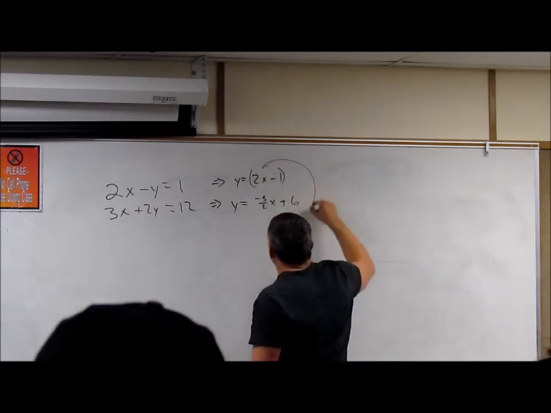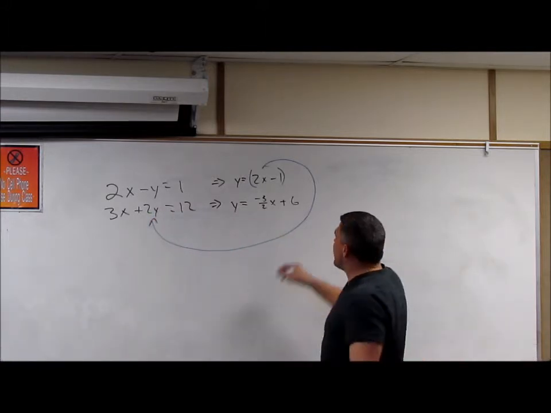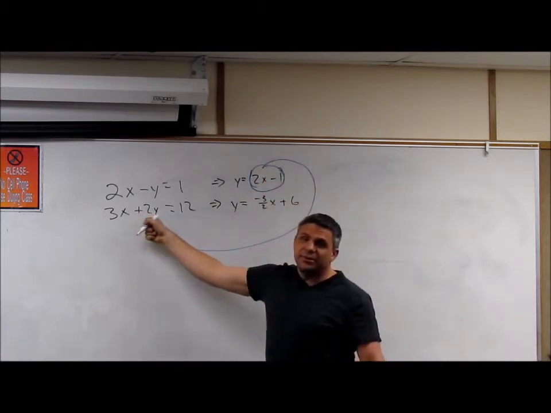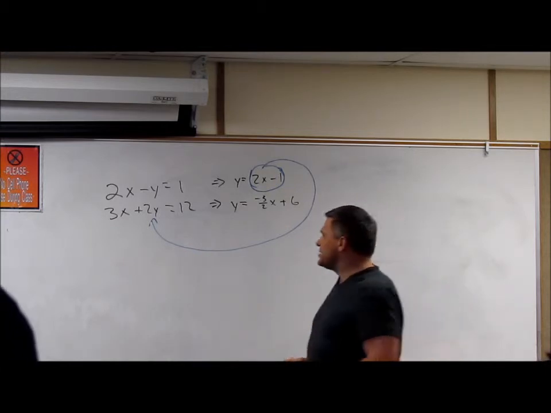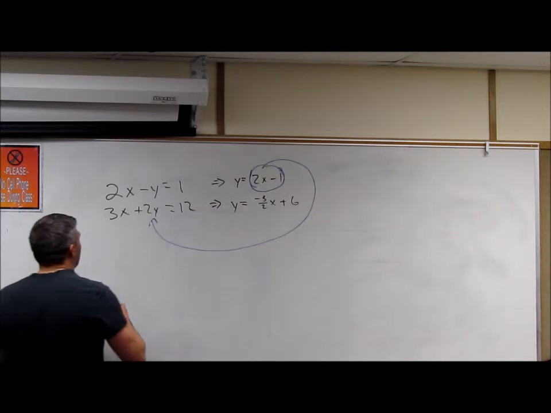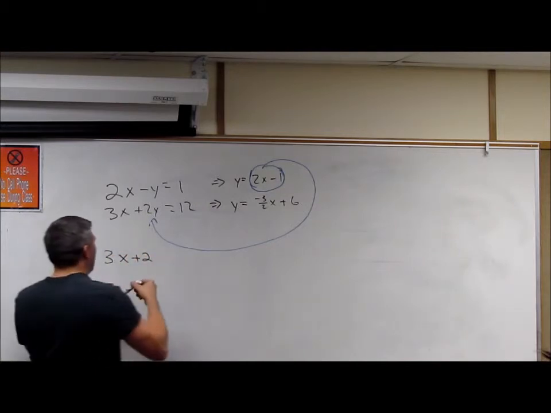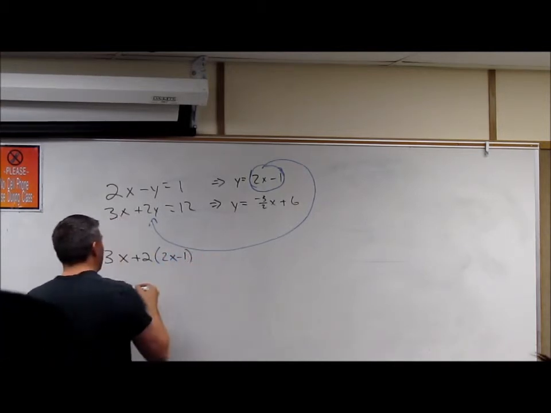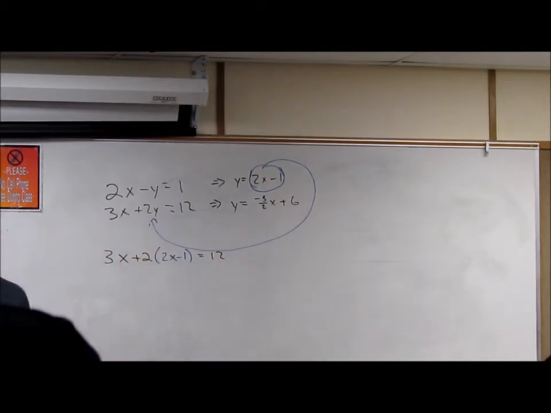So where I have to plug it in is here. The other line. If I grab this one, I have to plug it in the other equation. Okay? That is a must. So how will it look? 3x plus 2 y, which is 2x minus 1, equals 12. So this is substitution.